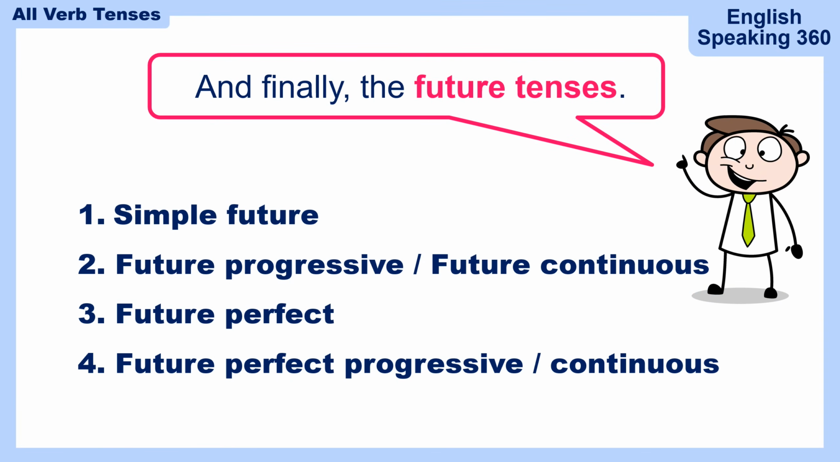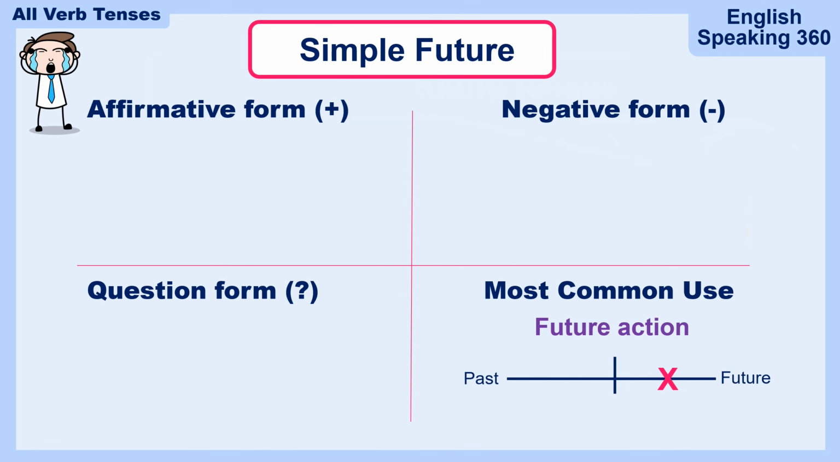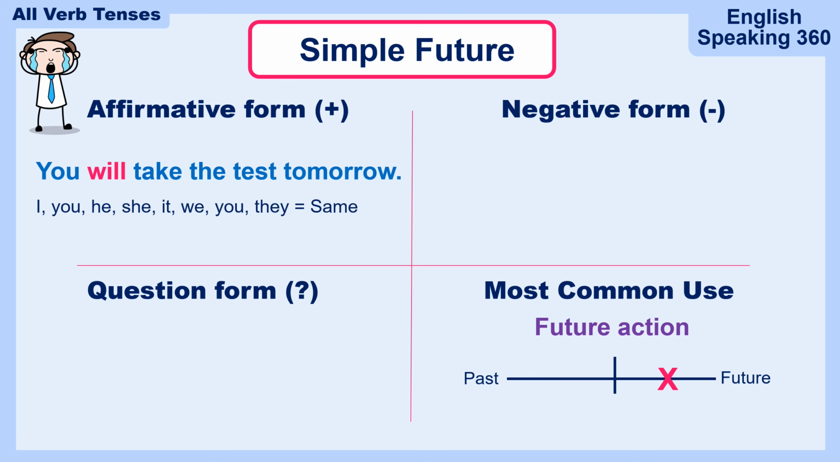And finally, the future tenses. Let's go. Simple future, super easy, an action in the future. For example, you will take the test tomorrow. And for the future as well, it is the same for all of the pronouns. I will take the test tomorrow. They will take the test tomorrow. The negative form, you will not take the test tomorrow. Or, you won't take the test tomorrow.